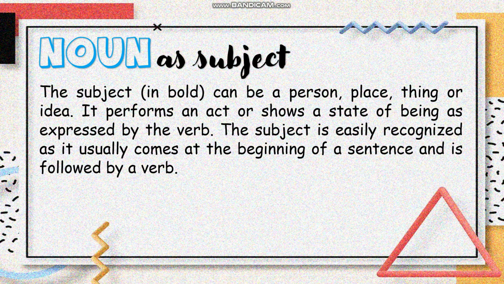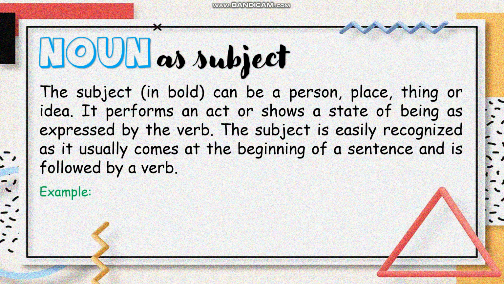Noun as a subject. The subject can be a person, place, thing, or idea. It performs an act or shows a state of being as expressed by the verb. The subject is easily recognized as it usually comes at the beginning of a sentence and is followed by a verb. That's the common structure of a particular sentence when we refer to a noun as a subject. Now, a noun usually comes at the beginning and is followed by a verb in a particular sentence.